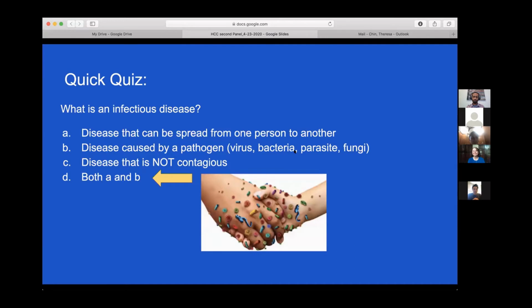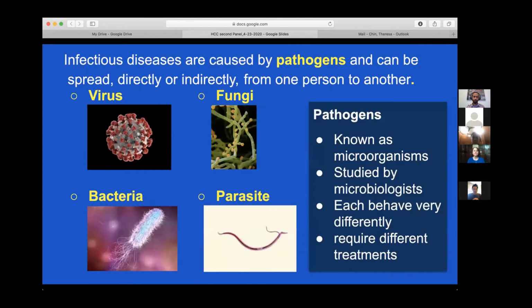Good job. It's D. So an infectious disease is something that can be spread from one person to another, and a disease that is caused by a pathogen. And so we'll take a look at some of these pathogens now.